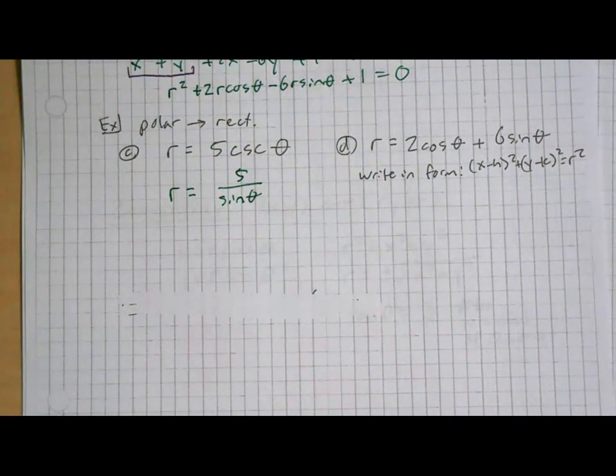You know, what'd be really convenient is if that sine theta was being multiplied by an r, because r sine theta is y. If we could make that sine being multiplied by an r, then that would be r sine theta. We could just change it into a y.